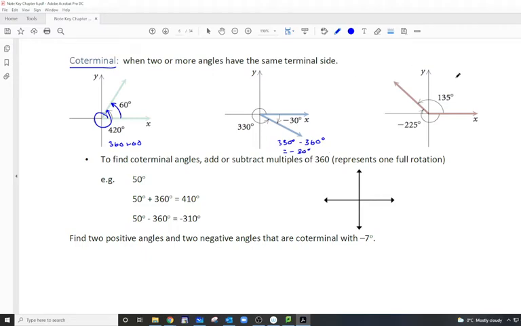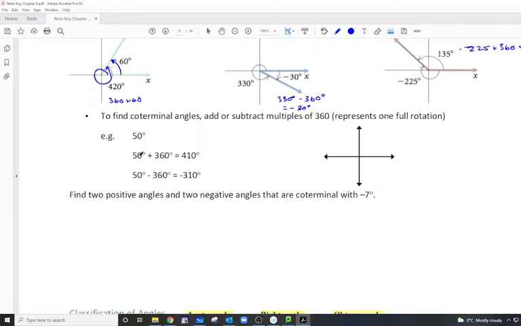So for example, here I could do 135 minus 360, and I would get negative 225. Or I could do negative 225 plus 360, and I could get to 135 degrees. So to find coterminal angles, you just add and subtract multiples of 360 degrees. So for example, if you had 50, you could add 360 or you could subtract 360.